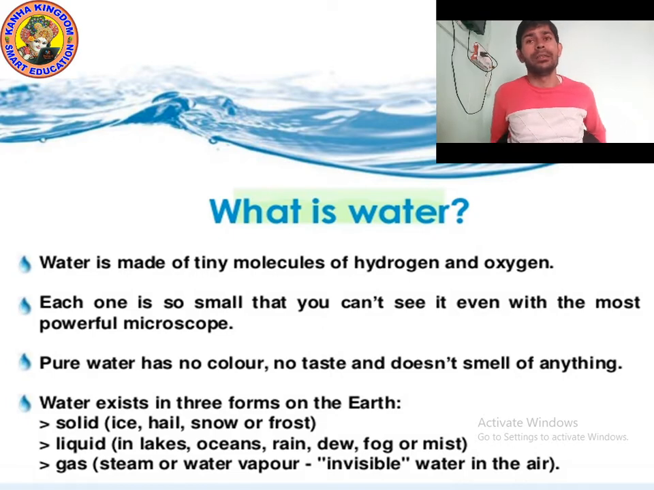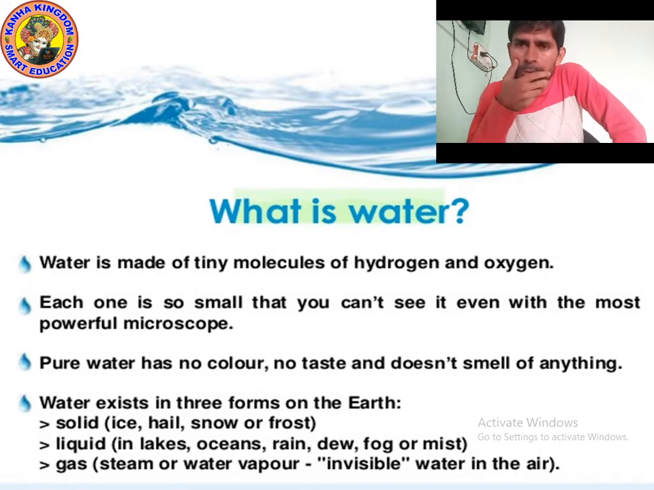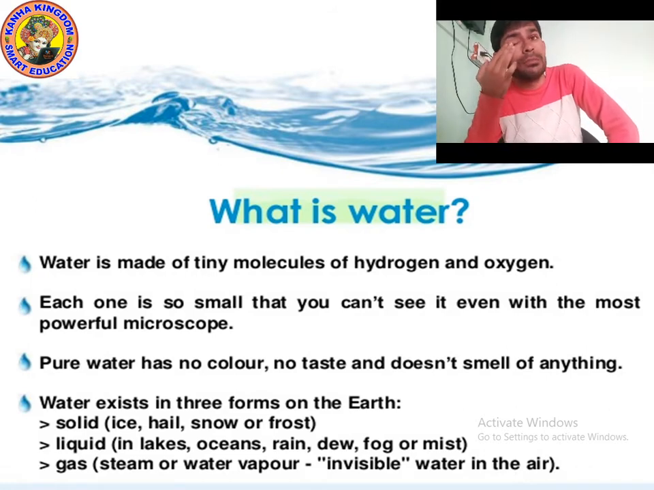That's why the formula of water is H2O. H means hydrogen, O means oxygen. So water is made of tiny molecules of hydrogen and oxygen. Each one is so small that you can't see it even with the most powerful microscope. These molecules are very small.